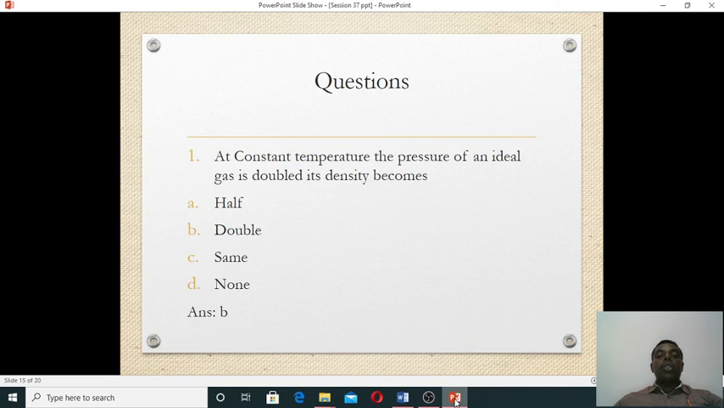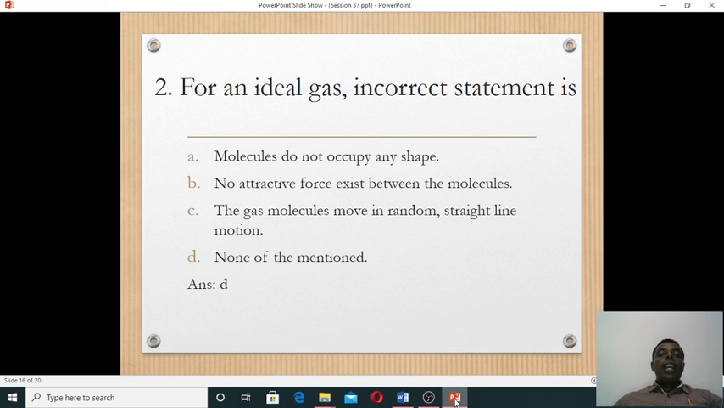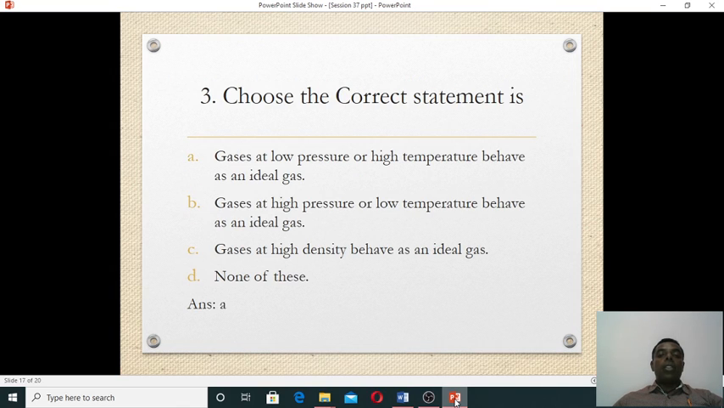So, some questions. At constant temperature, if the pressure of an ideal gas is doubled, its density becomes double. So that is the answer. For an ideal gas, the incorrect statement is: molecules do not occupy any shape, no attractive force exists between the molecules, the gas moves in random straight-line motion, or none of the above. So, none of the above is the answer.